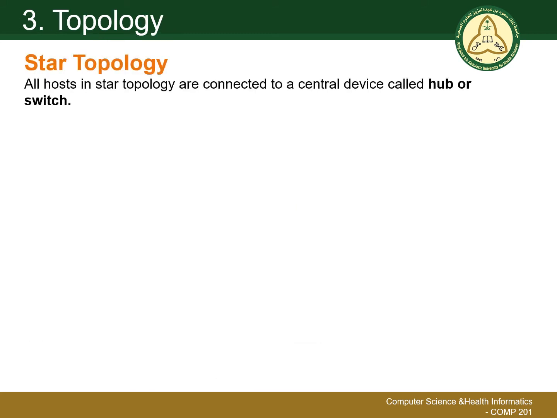Next type is star topology. The star topology is, let's put it this way, the simplest type of network to build. All hosts in star topology are connected to a central device called a hub or switch.